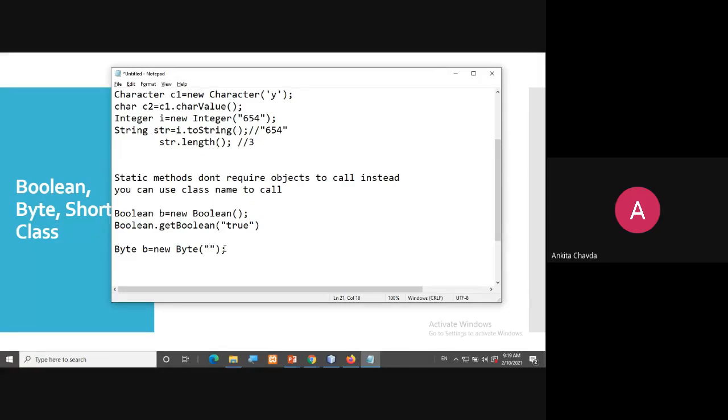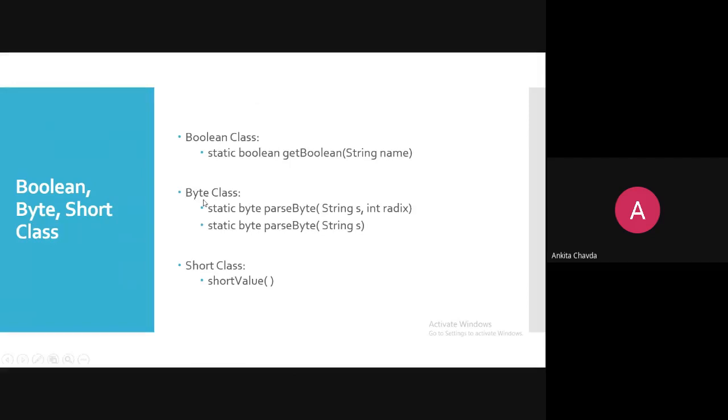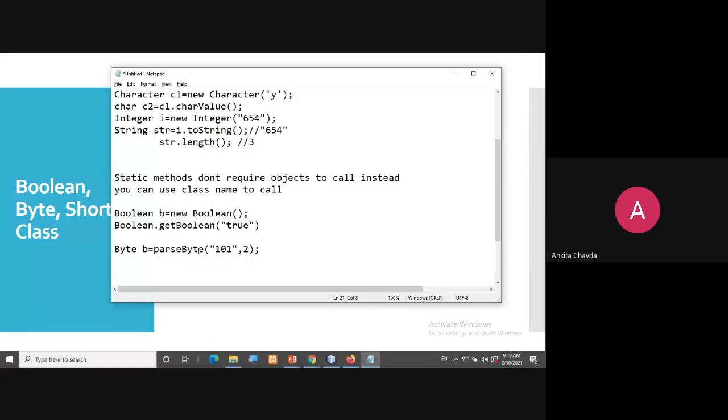So here, if I have written 65, the 65 will be your decimal value. But if I am saying 101, I need to specify the radix, that this value is in binary. So please convert it into the decimal and then store into b. For that, you have to write the parse byte method, which is a static one. So how can you call that? With the use of your class name, that is Byte.parseByte. This is how you can give.